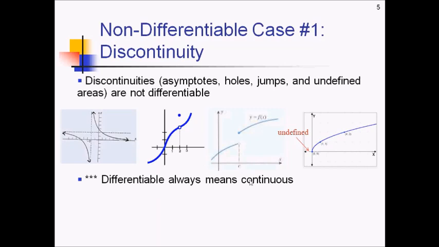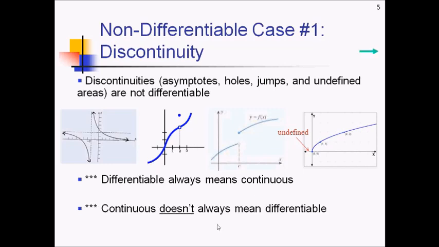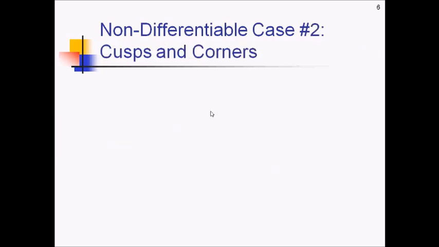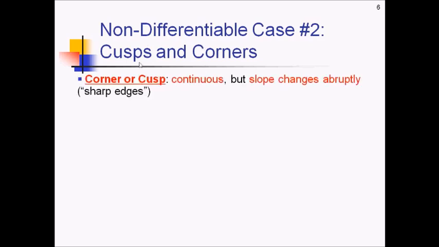In fact, one way of them being kind of sneaky and showing you that something's continuous is for them to tell you that it's differentiable, and you have to know that that also means it's continuous. Now, the reverse is not true. Just because something's continuous does not mean it's differentiable, and we'll see a few cases now where that's the case. One of these continuous but non-differentiable cases is a cusp or corner. These both refer to places where the graph is continuous, but the slope changes abruptly.